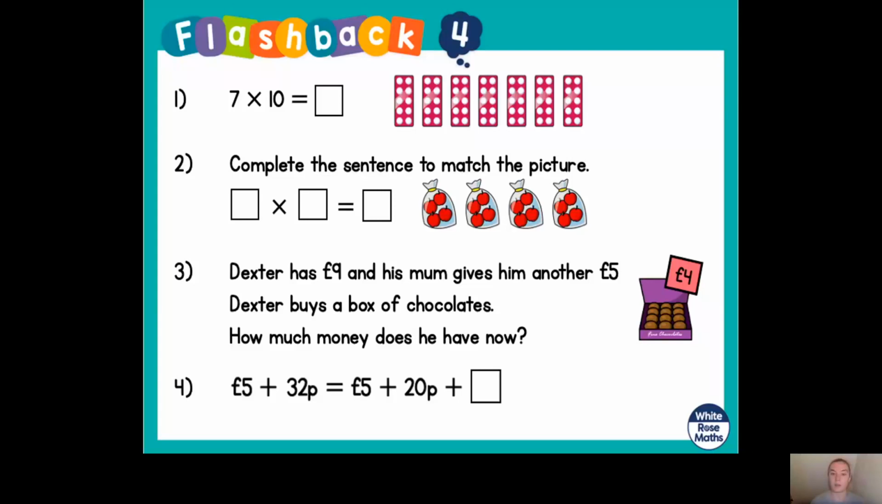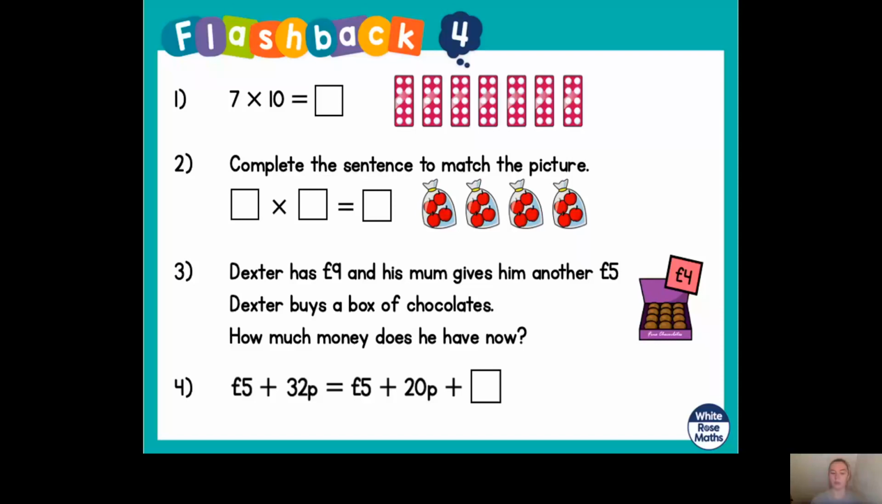Now, number 3, this is a slightly trickier one because there are 2 parts to this question. The first part, Dexter has £9 and his mum gives him another £5. So do you need to do addition or subtraction here? And then the second part of the question, Dexter buys a box of chocolates. So with his money, he buys a box of chocolates, which are £4. Okay, do you need to do addition or subtraction for this part of the question? You need to work that out as well.